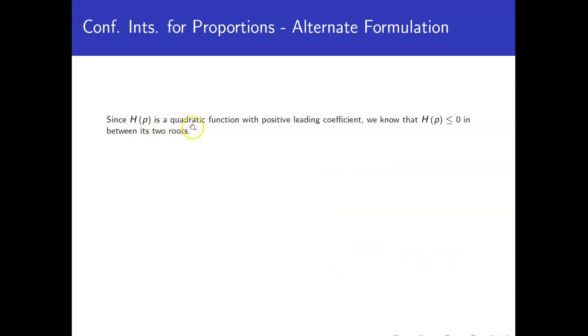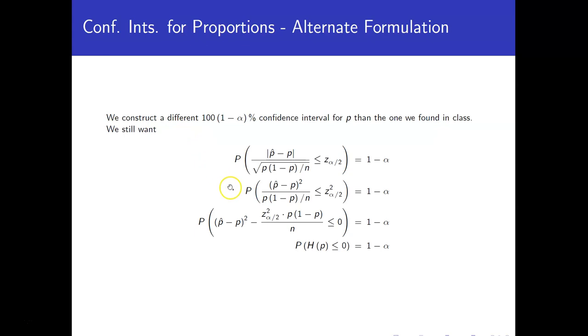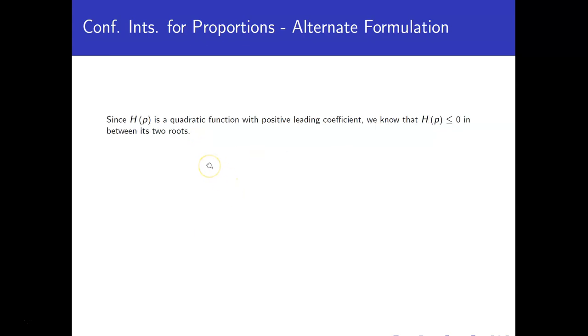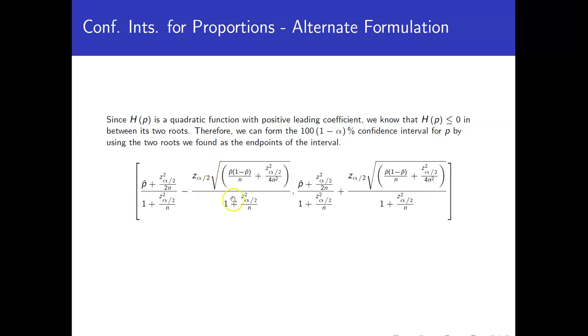All right, it's a quadratic function, and if we go back to the quadratic function, we'll notice that that first term was the 1 plus z squared over n. That's certainly going to be positive. So it's a positive leading coefficient on the quadratic function. So in order to have the quadratic function be less than or equal to 0, we need the p to be in between the two roots. So that means that our confidence interval is just take those two zeros that we found on the first slide and make those the endpoints of our confidence interval instead.